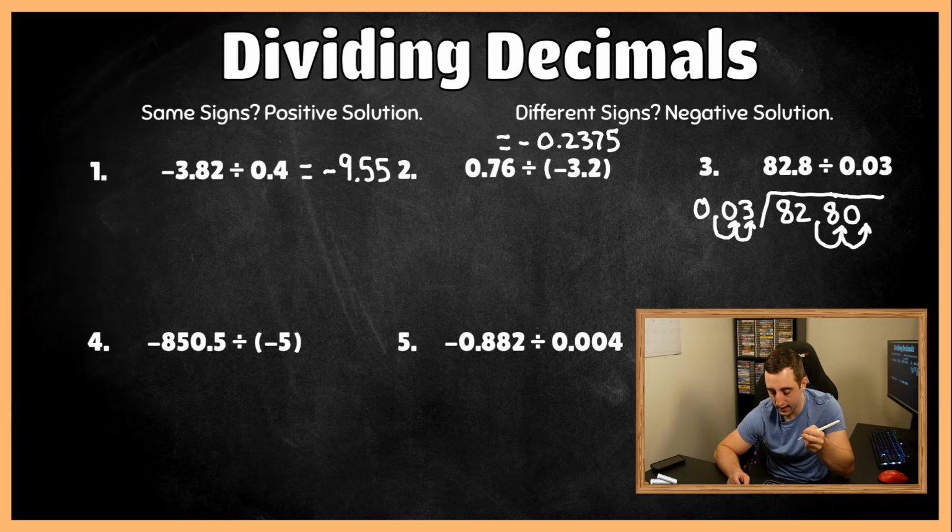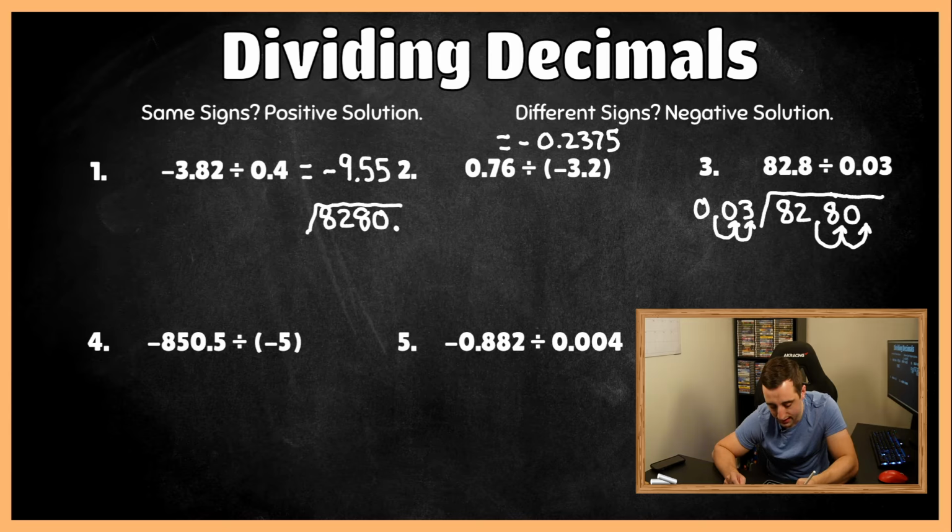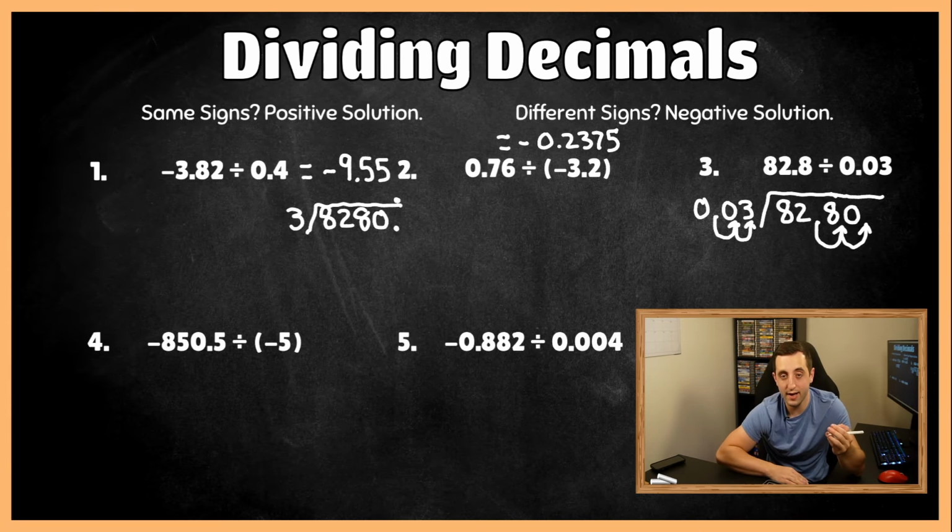So now we can go ahead and rewrite our problem with these decimal point changes. So this is now going to be 8,280 with the decimal point still sitting behind that 0. And on the outside is going to be 3. We'll move our decimal point up into our quotient here, and now we can go ahead and divide like normal.